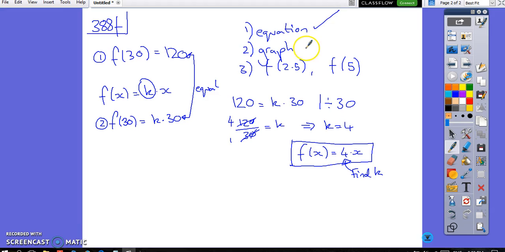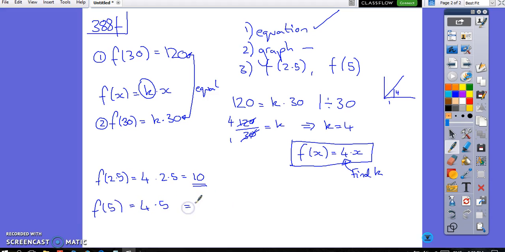So this one's done. The graph I said I'm not going to do, but you should find it goes through the origin and it has a gradient of 4. Every time you go along 1, you go up 4. And my final one is to find f of 2.5. So f of 2.5 is equal to 4, my k, times 2.5, which of course is 10. So that's my first answer. And f of 5 is 4 times 5, which is 20. And there's my answer there.